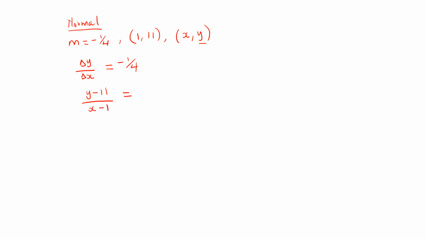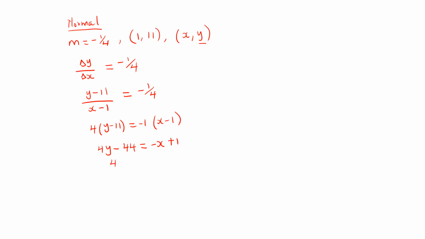So x minus 1. So it should give us a gradient of -1/4. So the next step is that we shall cross multiply. That is 4 multiplied by y minus 11 is equals to -1 multiplied by x minus 1. So 4 by y gives us 4y. 4 by 11 gives us 44. Then -1 by x gives us -x. -1 by -1 gives us +1.